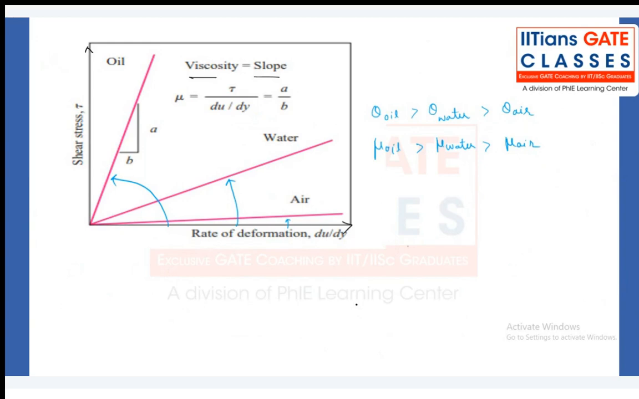Please note down this graph, the shear stress versus rate of deformation du by dy. I'm just drawing the plot for air, water, and oil. All of you know that oil has more viscosity than water, and water more than air. So obviously, if I plot air, water, and oil on shear stress versus velocity gradient, you will find the slope has to be more for oil than water than air, because viscosity for oil is more than water than air. You can see that air has very little slope. That means it has very little viscosity.